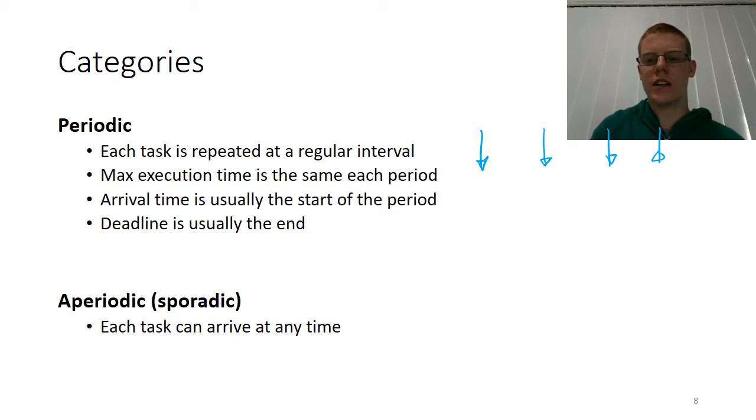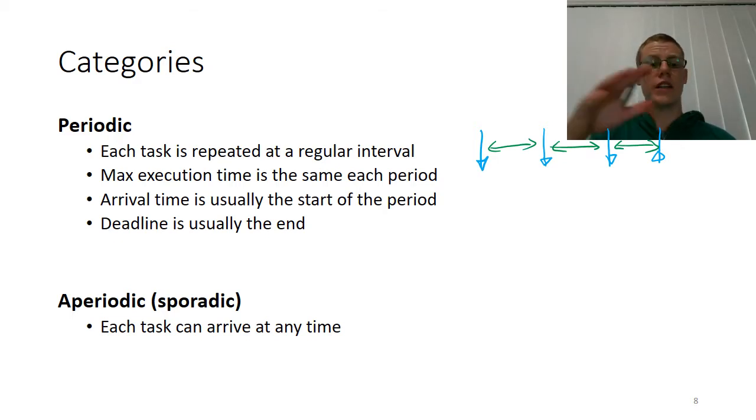So you can just pretend that I'm actually a good artist and these gaps were the same length. Often we will have some sort of periodicity, so regular frequency, and usually the execution time will be the same for each period, and the arrival time will usually be the start of that period.